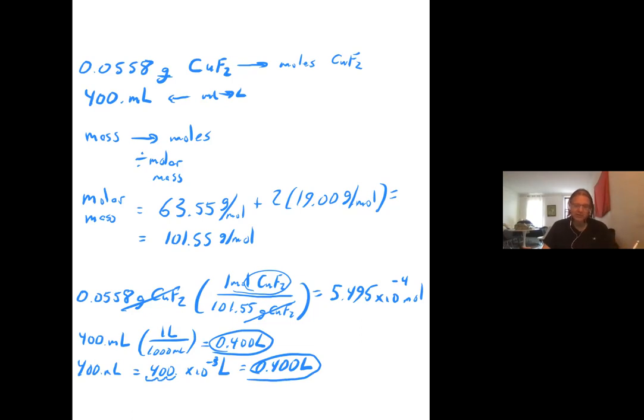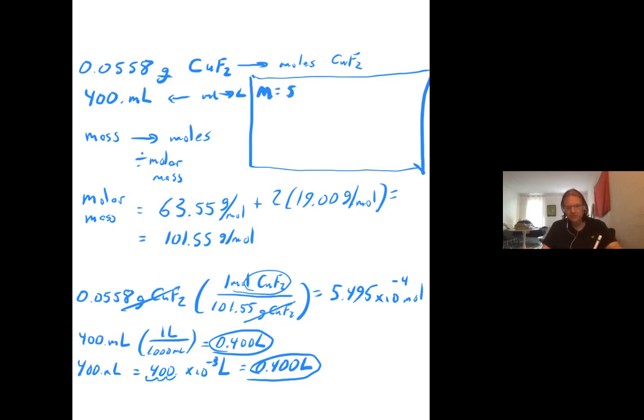So now we want to divide moles by liters. Let's do that up here. Our molarity, capital M, would be 5.495 times 10 to the minus 4 moles divided by your 0.400 liters. Dividing by 0.4 is like dividing by 2/5, so it's like multiplying by 5/2. So you take that number in the numerator and multiply it by 5/2, and you get, it's still a pretty small number. I'll put it in decimal notation.